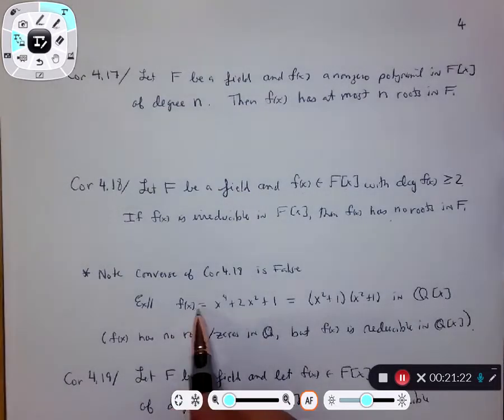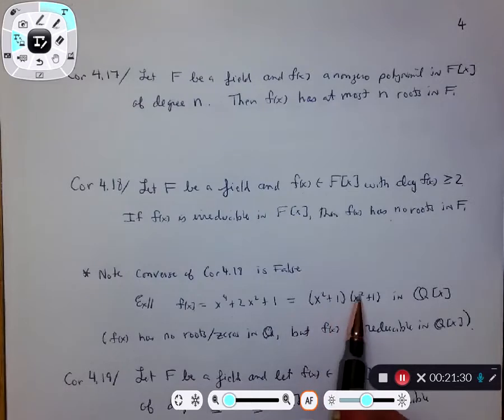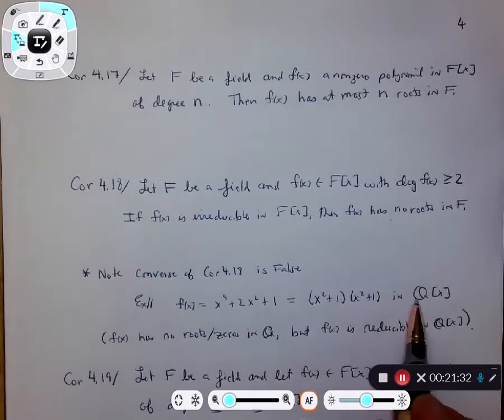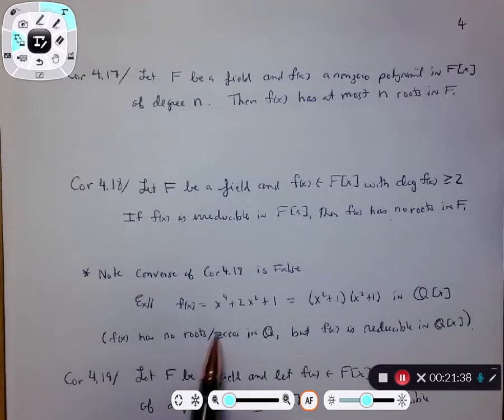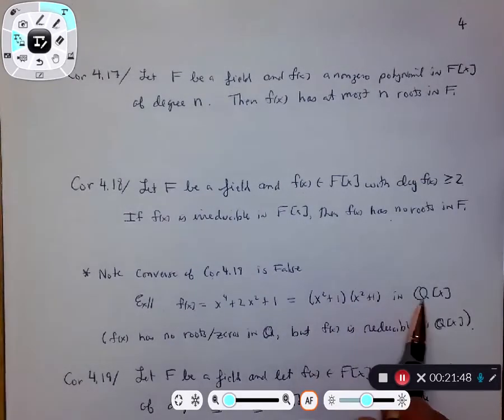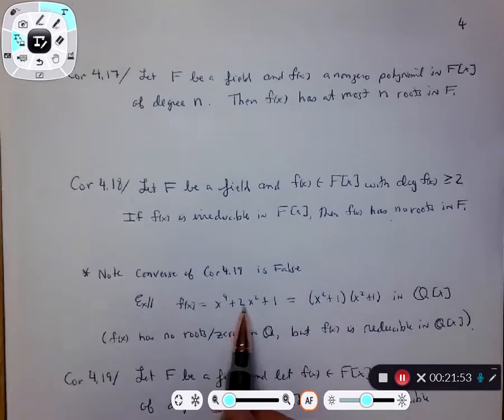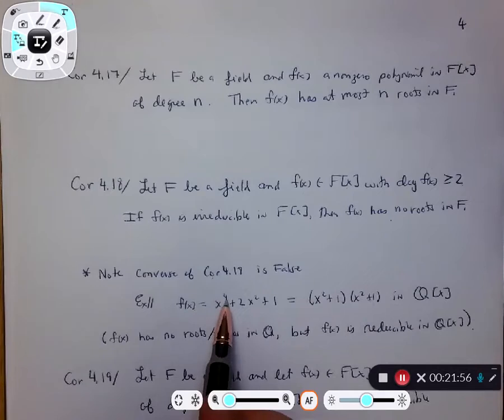f of x is equal to x to the fourth plus 2x squared plus 1. This thing factors into x squared plus 1 times x squared plus 1 in Q adjoined x. So we're talking about the rationals being the field. And f of x has no roots or zeros in Q, because if you look at this factor, it has a root of plus or minus i, and this one has a root of plus or minus i. So the i's are not in the rationals, so these factors are not going to factor anymore, but the whole thing factored.